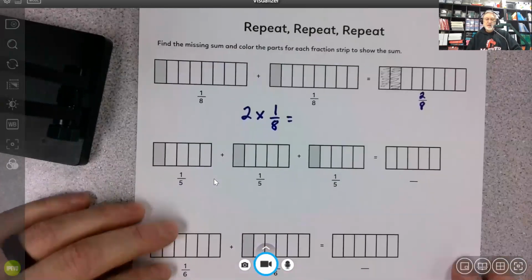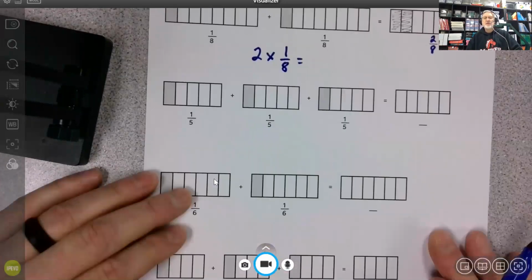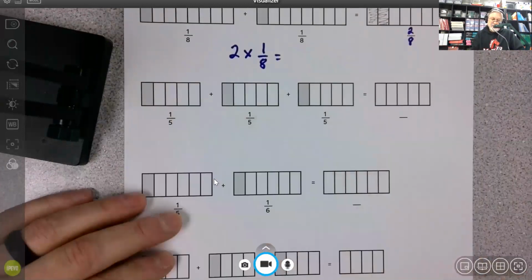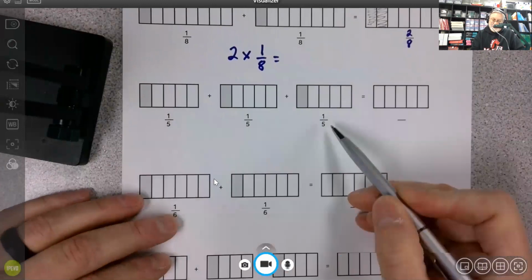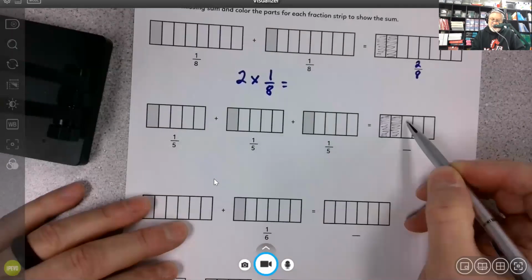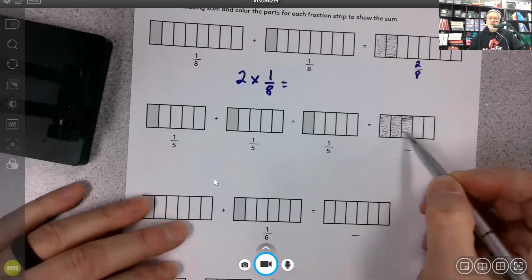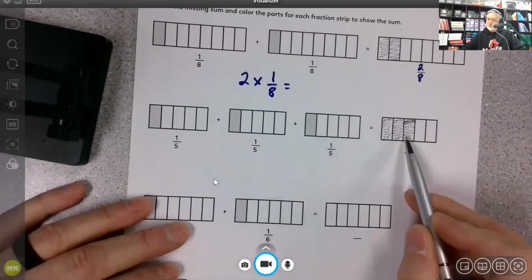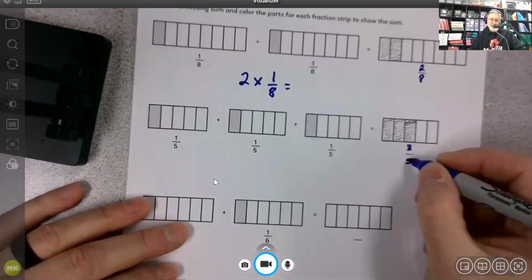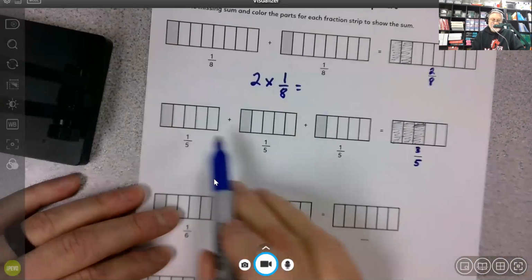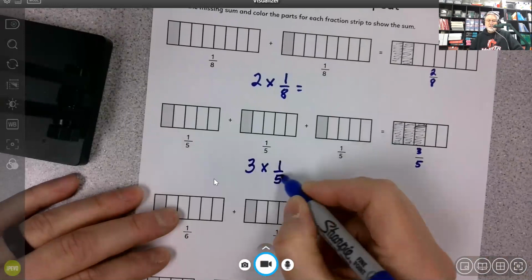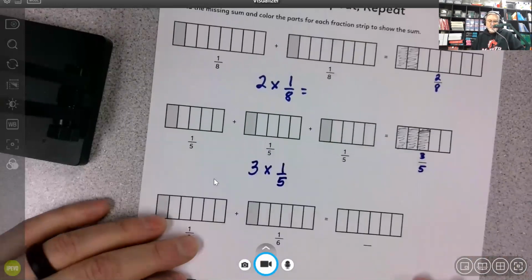Okay? The second one is showing fifths. So if I have 1/5 plus 1/5 plus 1/5, so it's shaded into my final answer, each one. So it's shaded 1/5 plus 1/5 plus 1/5, and that would give me 3/5. So how many 1/5s do I have? Well, I have 3 of them. So 3 times 1/5, okay? 3 times 1/5.